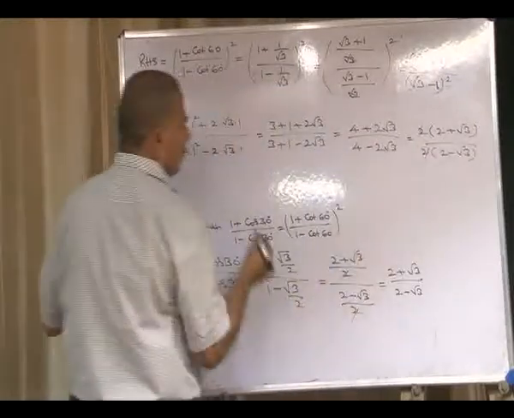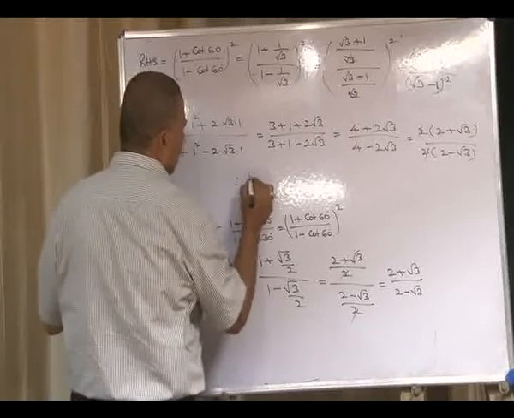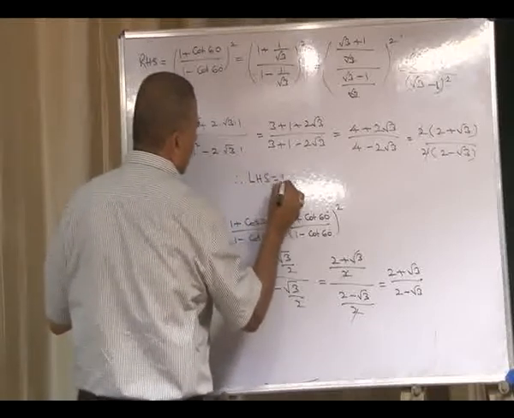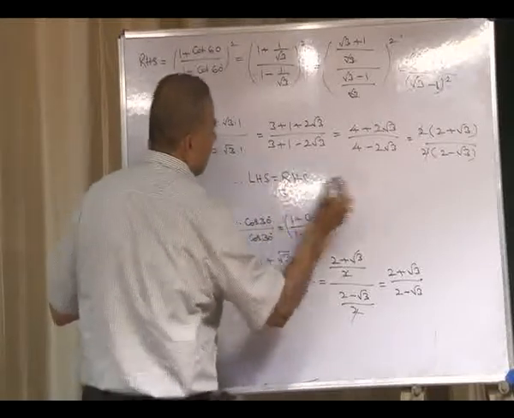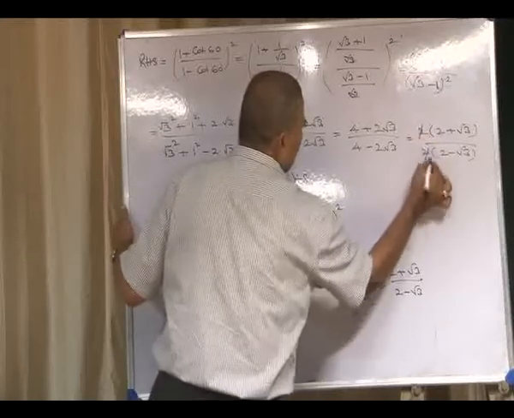RHS also 2 plus root 3 by 2 minus root 3. Therefore, LHS equal to RHS. Here the 2 and 2 cancel.